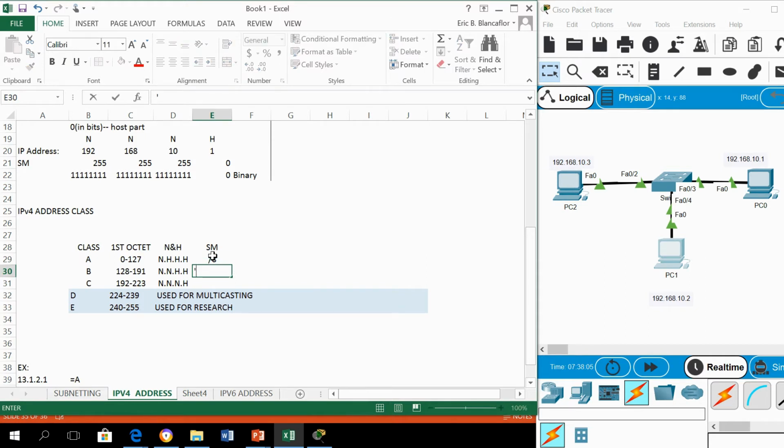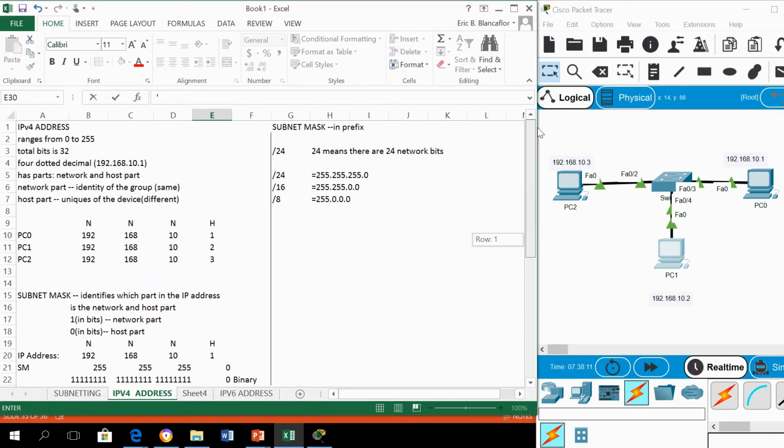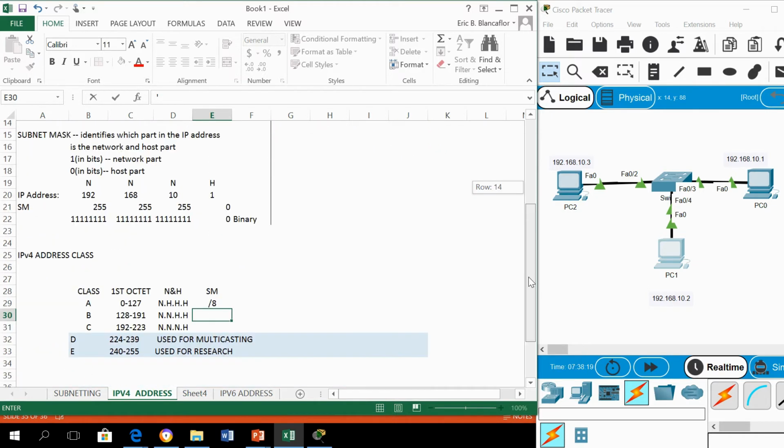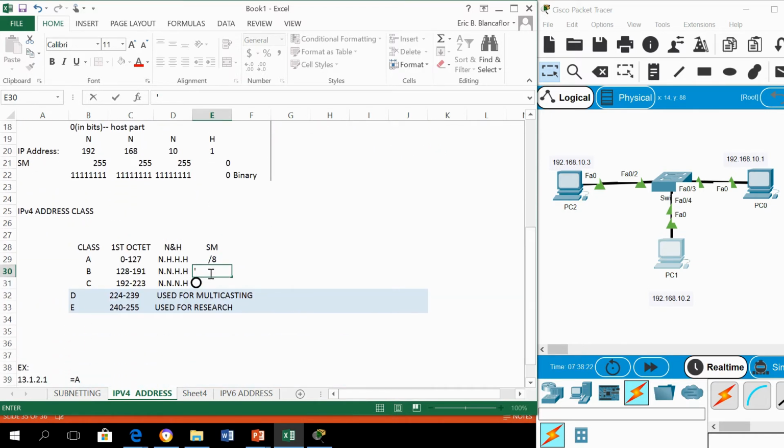Okay? Here, there are two network parts. Take note, subnet mask, the way we define, say if I have the number here, say /24, that 24 is the number of network bits. So in here, I have two network parts, and each part has 8 bits. So 8, 16, /16. And then for the last one, I have 3 network parts, so /24.